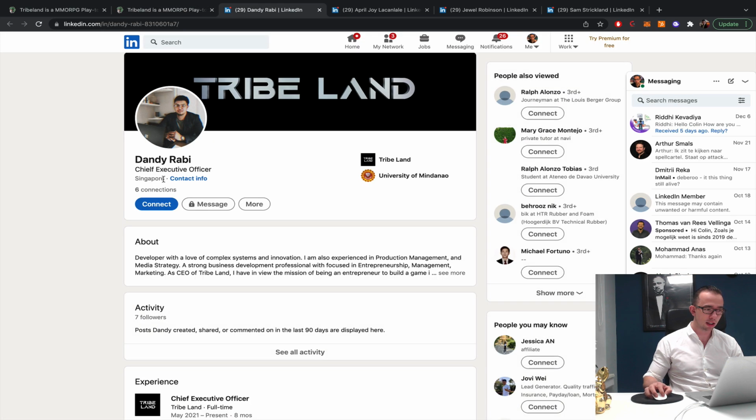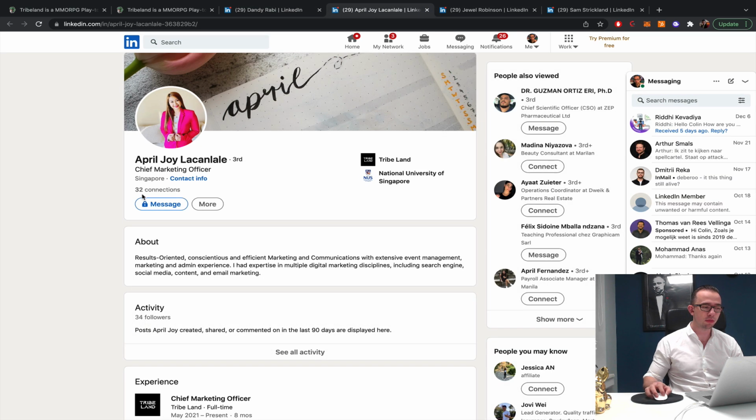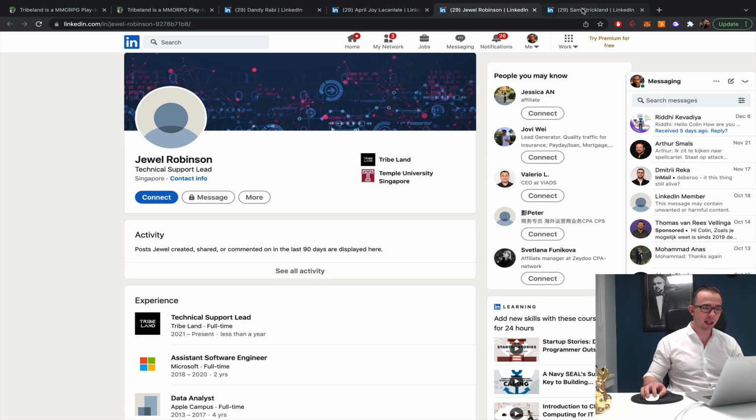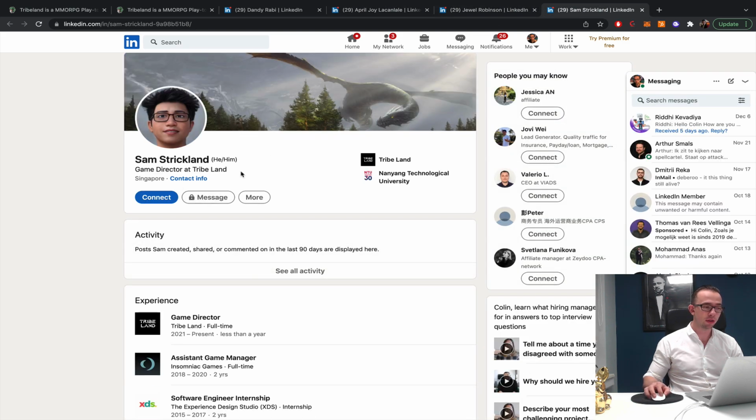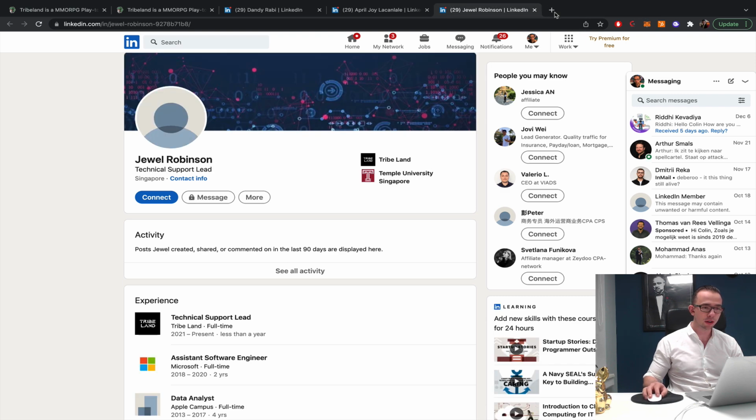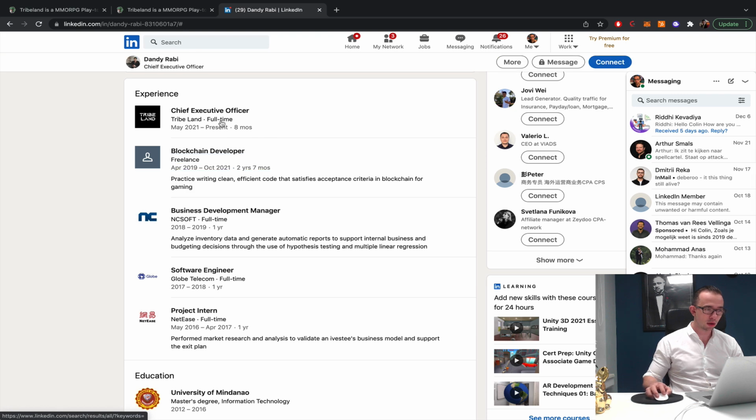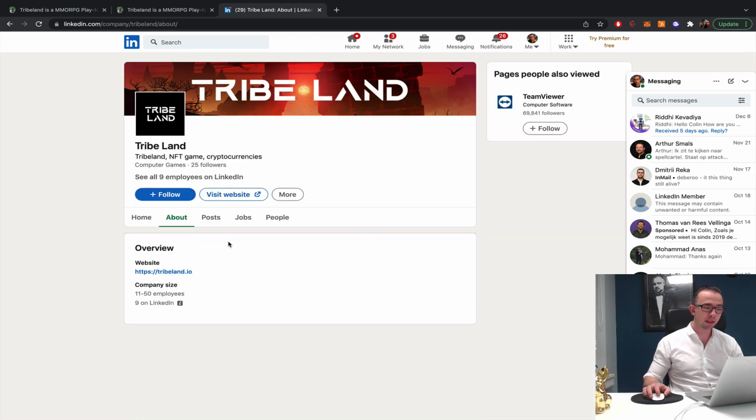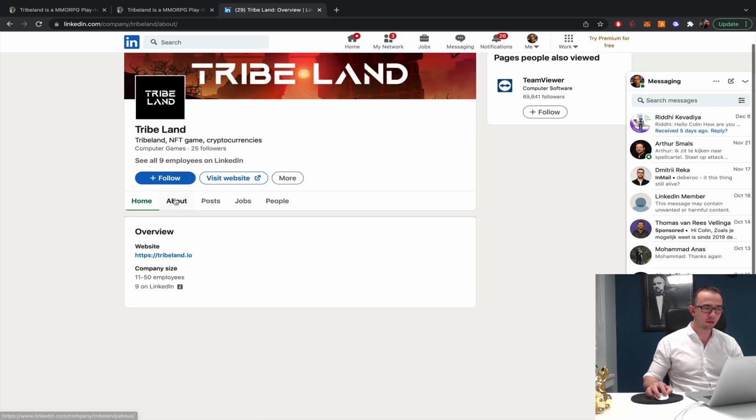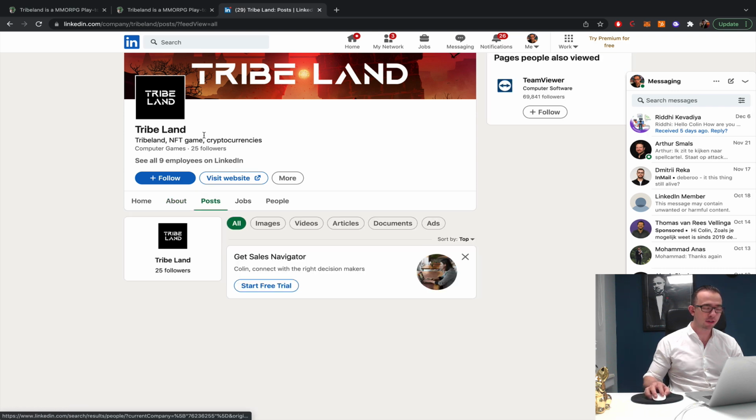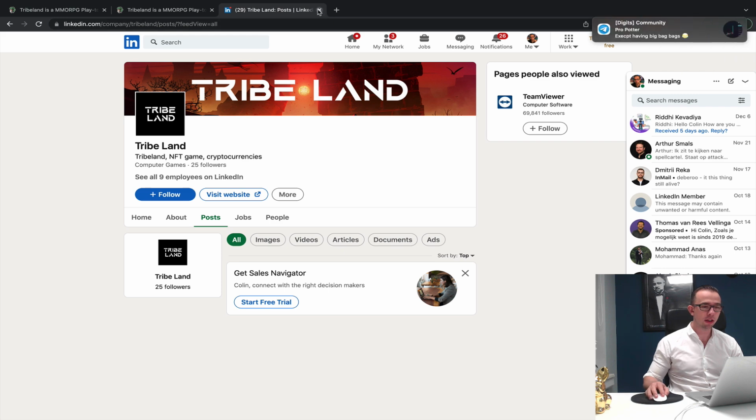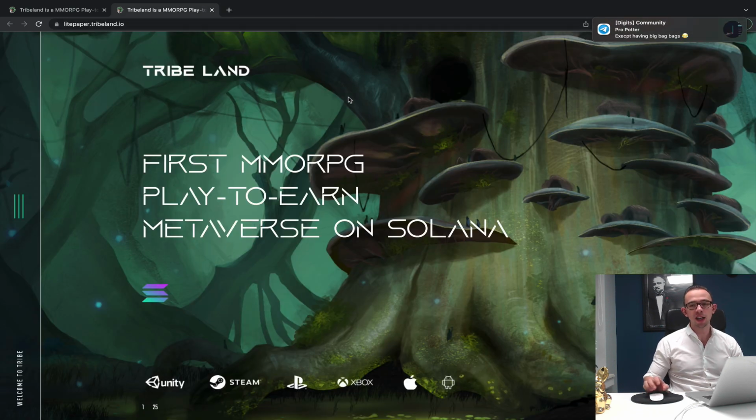So we got Dandy, Singapore, only 6 connections. That's a little strange for a CEO, but I assume they made new profiles. As you can see, they all have very little to no connections, but they all are connected to Tribeland, which is good. So they're all from Singapore. And then the Tribeland team has been operational for about 8 months, 9 employees. That's good. Everything looks legit, right? I'm not going to go into full detail about these people and their lives. I just want to see that they are being transparent about who they are and not hiding, right? Because if they're hiding, it's usually quite a red flag. Something must be wrong in that case.